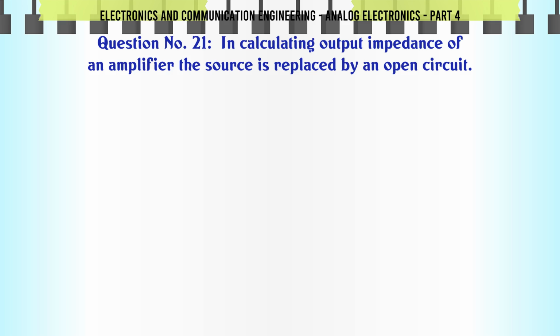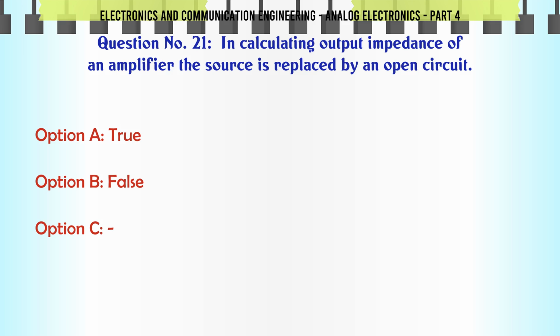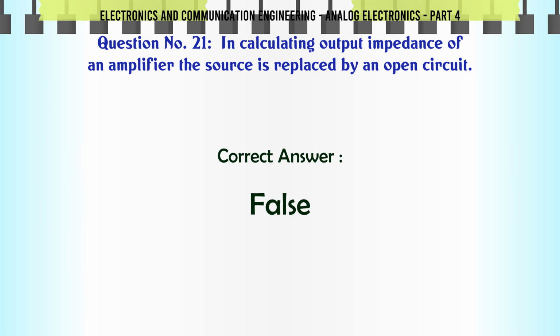In calculating the output impedance of an amplifier, the source is replaced by an open circuit. A. True, B. False. The correct answer is false.